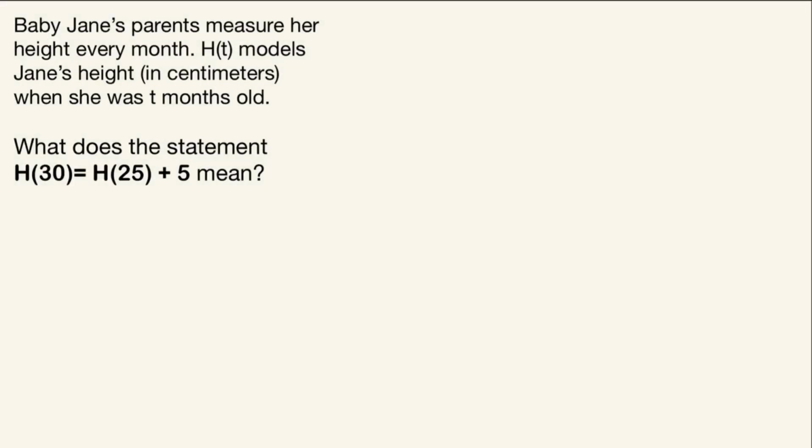So this problem says, Baby Jane's parents measure her height every month. H(t) models Jane's height in centimeters when she was t months old. What does the statement H(30) equals H(25) plus 5 mean? Okay, so what this is telling us is that, let me write this down, H is the height and t is how old she was in months.